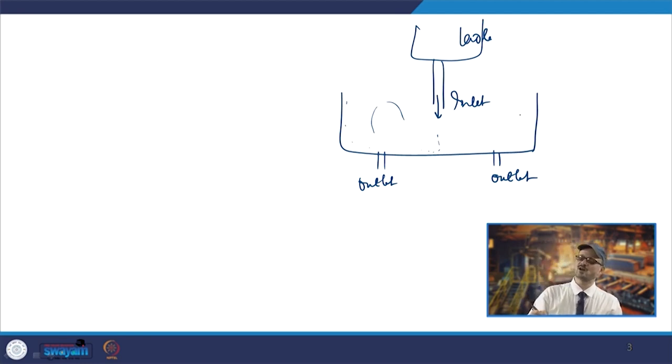Now, these TUNDISH walls are normally refractory lined, but still there is heat transfer taking place between these places. Then there is also heat transfer at the surface because of the fluid motion, so that will be convection. And heat is also going out from these surfaces, normally in the form of electromagnetic radiation, so that is the radiation mechanism.